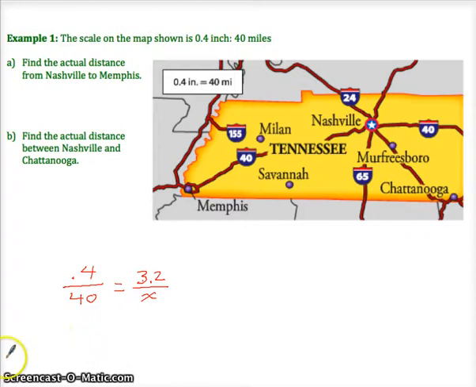And this, of course, is what we've been doing all chapter. 0.4 x equals 40 times 3.2. Do that on the calculator. And I get 128 on this side. So divide that by 0.4, and I get 51.2. So the actual length here is 51.2 miles.